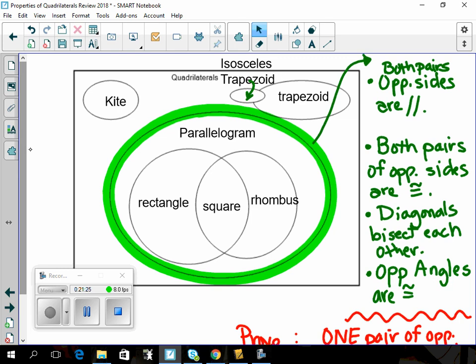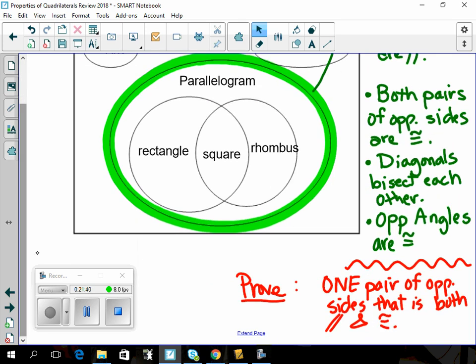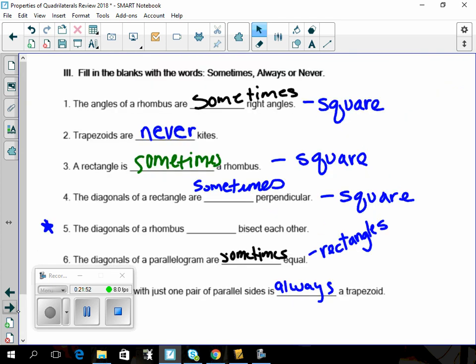So, just to review, all the properties of a parallelogram. Both pairs of opposite sides are parallel. Both pairs of opposite sides are congruent. The diagonals bisect each other. Opposite angles are congruent. And one pair of opposite sides is both parallel and congruent. Okay? So, I want you to use, let's go back to this sometimes, always, never, number 5.